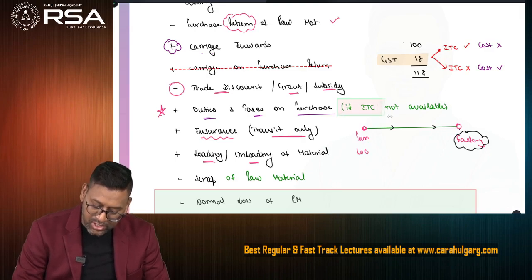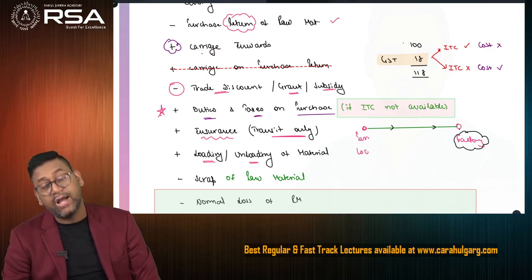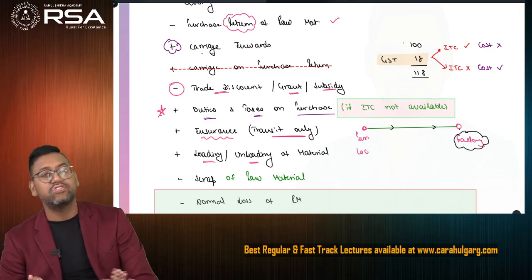So we have accordingly written this over here. If you see, if ITC is not available, I will add this cost only if the credit of this is not available.